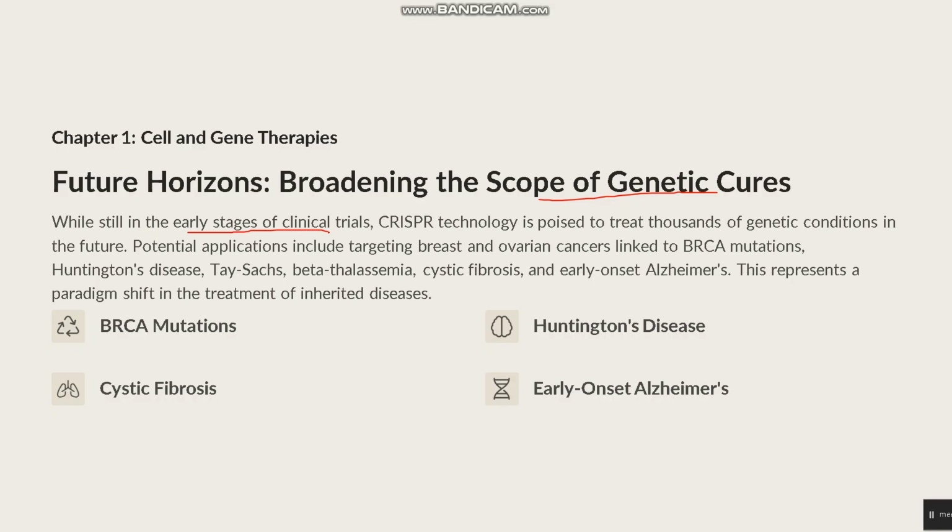We are still in the early stages. CRISPR technology is poised to treat thousands of genetic conditions in the future. Potential applications include targeting breast and ovarian cancers linked to BRCA mutations, Huntington's disease, Tay-Sachs, beta thalassemia, cystic fibrosis, and early onset Alzheimer's. This represents a paradigm shift, meaning a shift in the treatment of inherited disease.